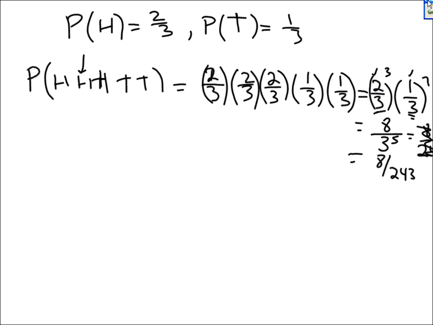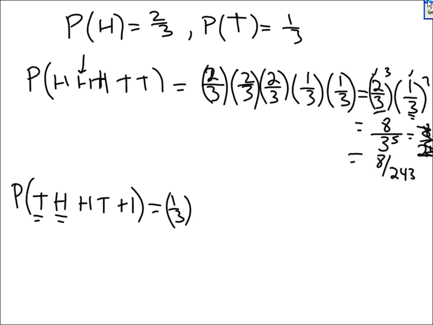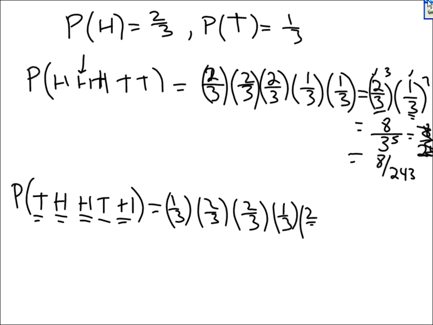Now, suppose we just do it in a different order. You get a tail, and then a head, and then another head, and a tail, and a head. We still got 3 heads out of 5. The first one is a tail, so it's 1/3 times. The next one is a head, with probability 2/3. The next one is another head, then a tail, which is 1/3, times another head, which is 2/3.